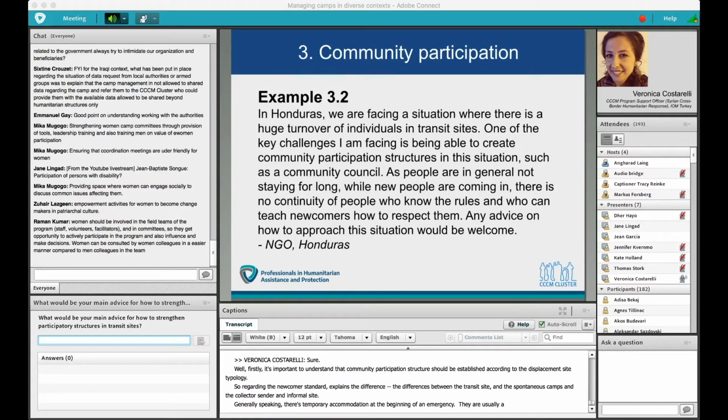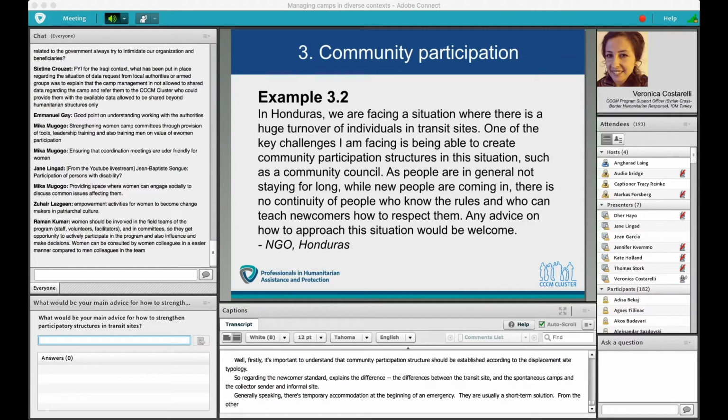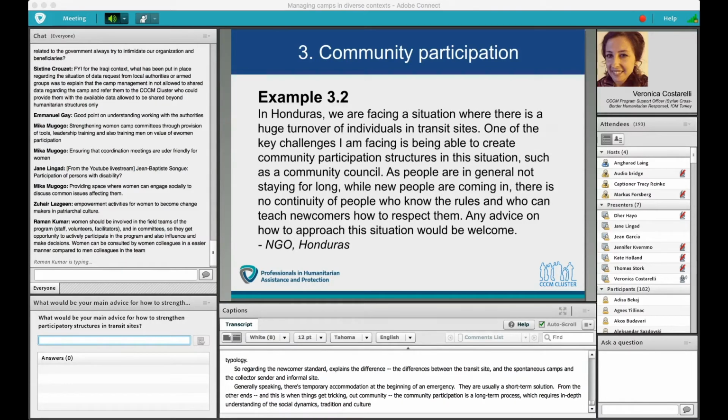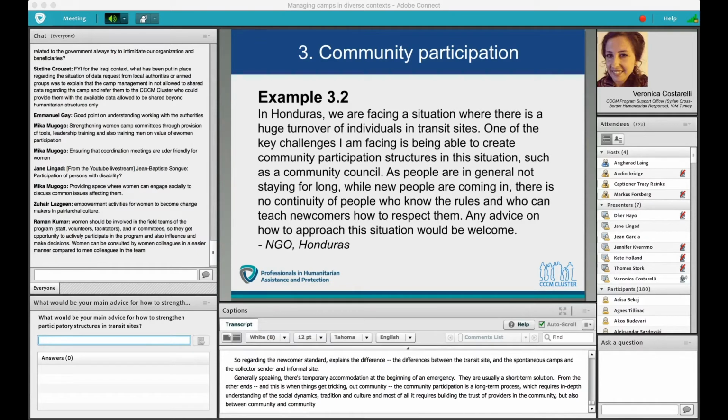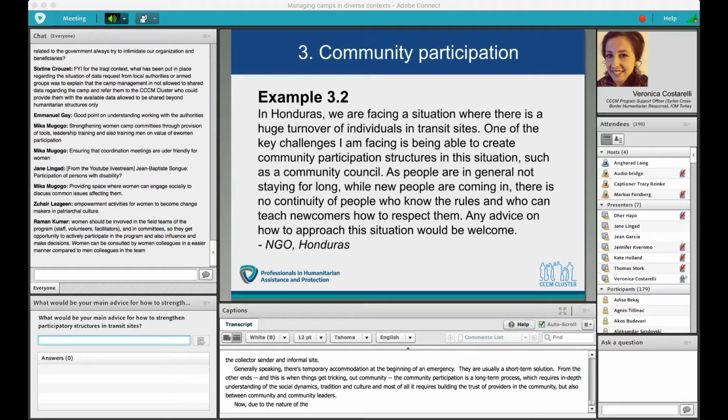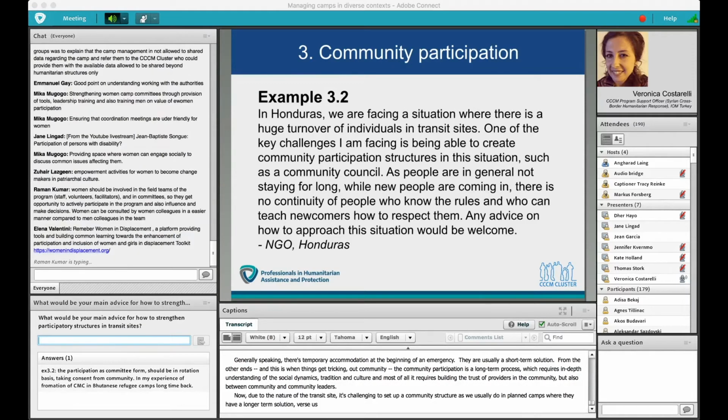On the other hand, and this is when things get tricky, community participation is a long-term process which requires in-depth understanding of the local context, social dynamics, tradition, and culture. And most of all, it requires building trust between providers and community, but also between community and community leaders. Now, due to the nature of the transit site, it is very challenging to set up a community structure, as we usually do in planned camps, that give a longer-term shelter solution versus a transit site. Therefore, a different approach must be in place.